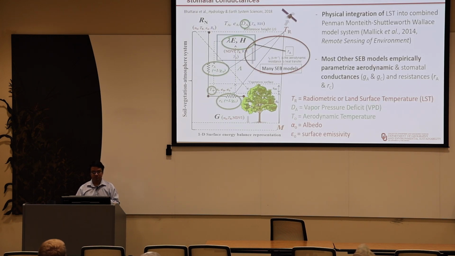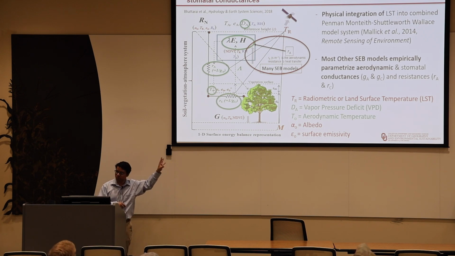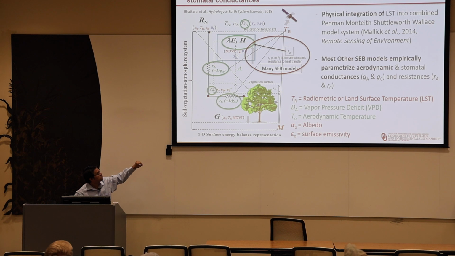And then we developed a new ET model called STIC. This is a very complicated figure of how the ET modeling is done. What I'm doing here is, if you look at the red font, TR, which is the surface temperature, albedo, emissivity, NDVI, the normalized difference vegetation index. Those are coming from remote sensing.